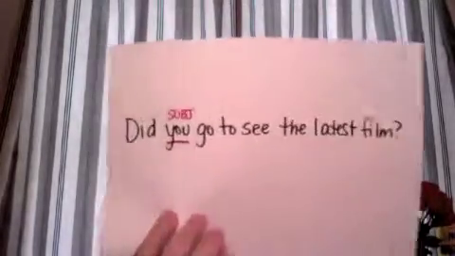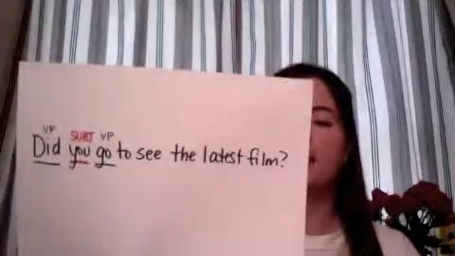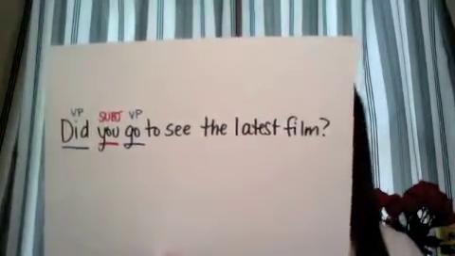Who's doing the action in this sentence? Did you go to see the latest film? Well, our action is being performed by you. So what did you do? Remember, we're going to turn our verb into a verb phrase. And what I'm going to have there is you did go to see the latest film. So let's start by diagramming just that part. You did go to see the latest film.